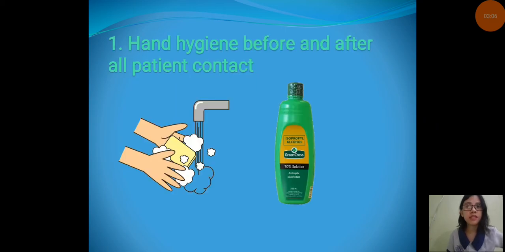The first one is hand hygiene before and after all patient contact. Hand hygiene is considered one of the most important infection control measures for reducing the spread of infection. Hand hygiene is a general term that refers to any action of hand cleansing, such as hand washing or hand rubbing. As you can see in the picture, the one on the left is hand washing using soap, and hand rubbing, wherein you can use any hand sanitizer or alcohol.